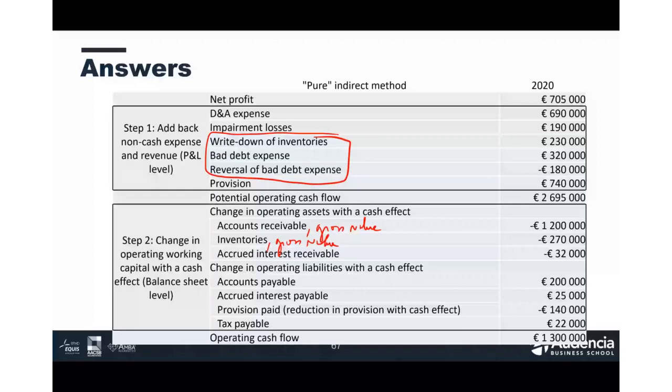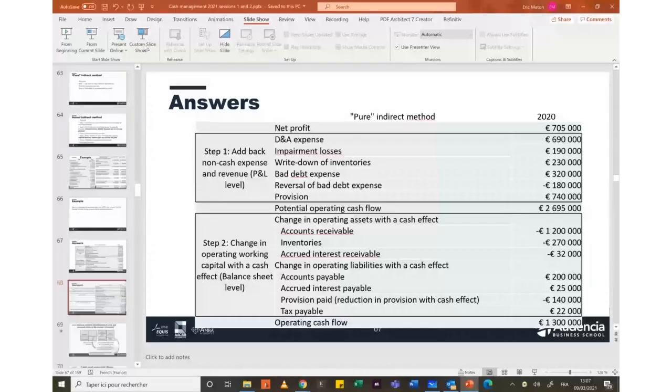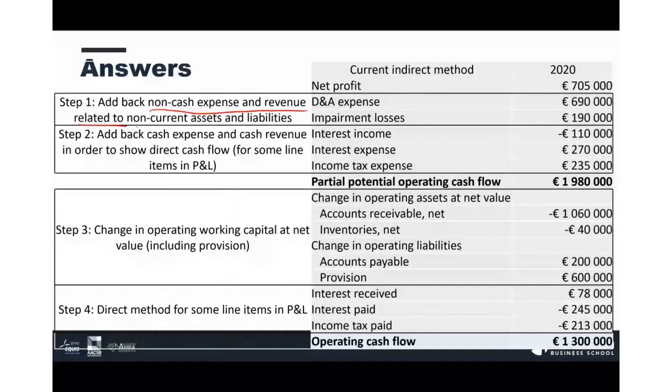In the second presentation, you have only the non-cash expense and revenue for the non-current assets. In reality, just non-current assets. Okay, here. Because you don't have the write-down of inventories, you don't have the bad debt expense or the reversal, what you need is the net value. So because you don't include all the non-cash expense and revenue in the first part, in the third part here, you take directly the net value.